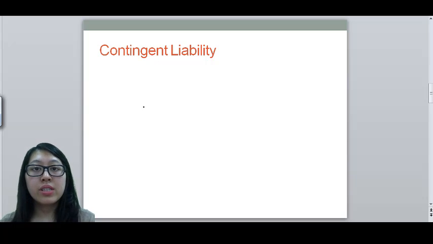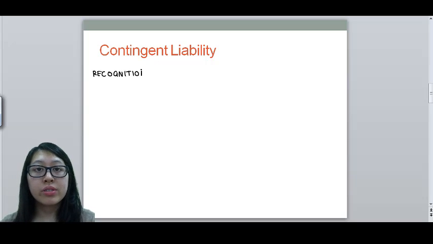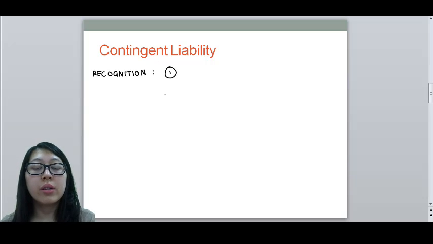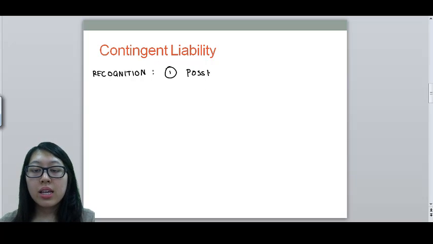Let's get into contingent liability. Now, contingent liability is quite in the same case as a provision. We are in the position of having to have an outflow at some point to settle a legal claim. But what is the difference actually? With a provision, we have to have those three criteria in order to recognize a provision. But with a contingent liability, it is a possible obligation.